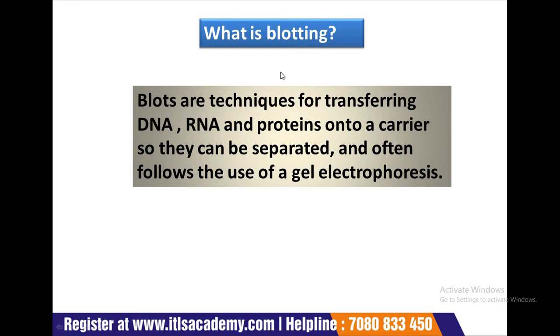The term blotting refers to the transfer of biological samples from a gel to a membrane and their subsequent detection on the surface of the membrane. So we can define it: blots are techniques for transferring DNA, RNA and proteins onto a carrier so they can be separated, and often follow the use of gel electrophoresis.